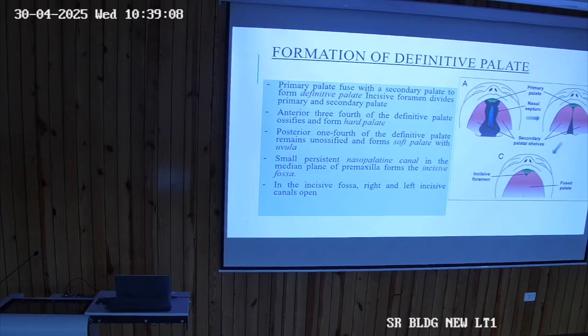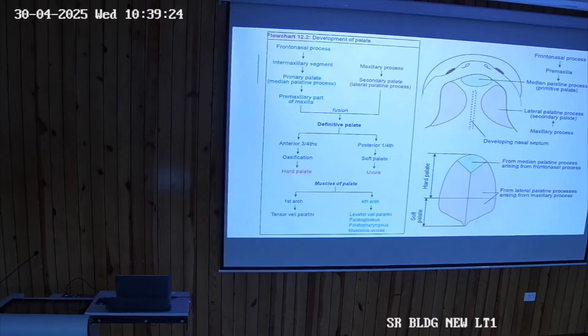So the tensor veli palatini is supplied by the main trunk of the mandibular nerve. Very good. So the incisive foramen will lead into 2 incisive canals, and basically it is separating the primary palate from the secondary palate. So this is the summary of the formation of the palate. अगर किसी ने ध्यान नहीं दिया तो अब ध्यान दे सकता है.